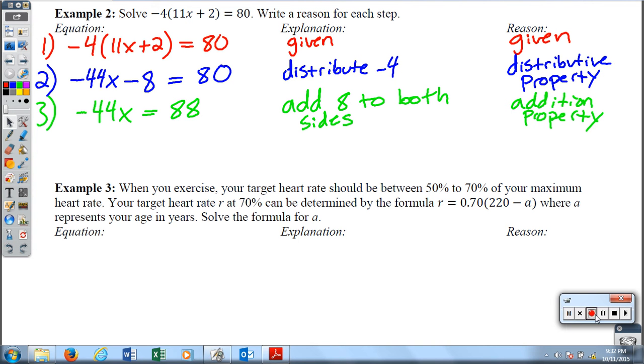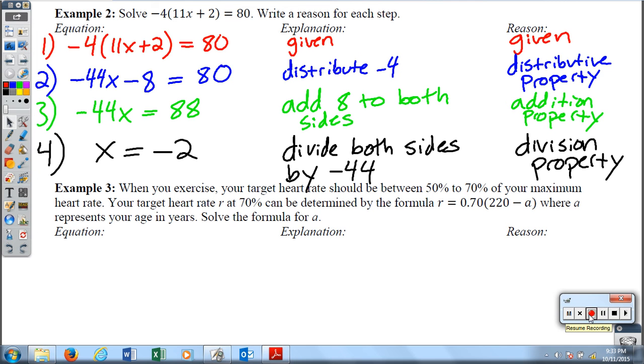Once we've added 8 to both sides, then we have what we need in order to solve. So it just takes one more step here. We've got -44 times x. To get rid of that, we're going to divide. So if we divide both sides by -44, that will solve the equation. And there you have it. We can divide both sides by -44 because of the division property, and that gives us x equals -2.